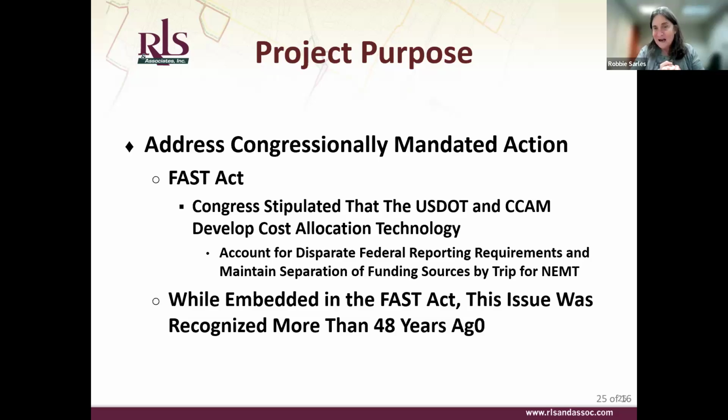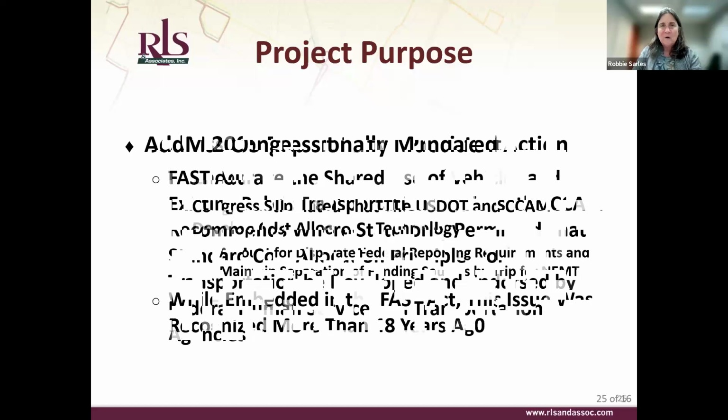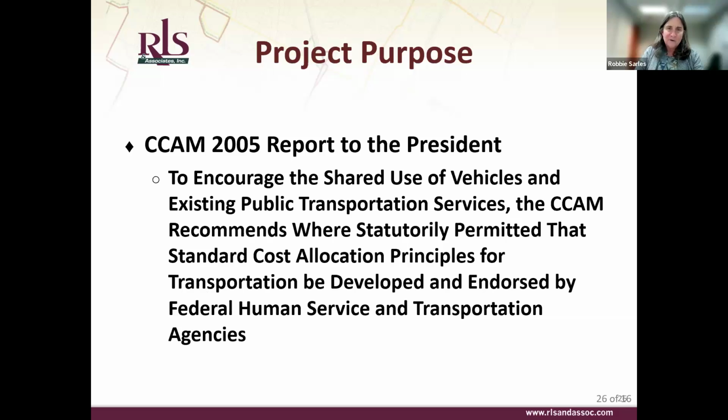And even though that's recent, I have been in the industry for well over 40 years, and we can go back to this issue being recognized as early as 1975, when Congress first addressed it. But the FAST Act actually made it a requirement. And CCAM, even in 2005, made a report to the president essentially saying that standard cost allocation principles were needed if coordination was truly going to occur. We needed to establish cost principles and work through all of this so that we could, in fact, do a better job of sharing the use of vehicles.